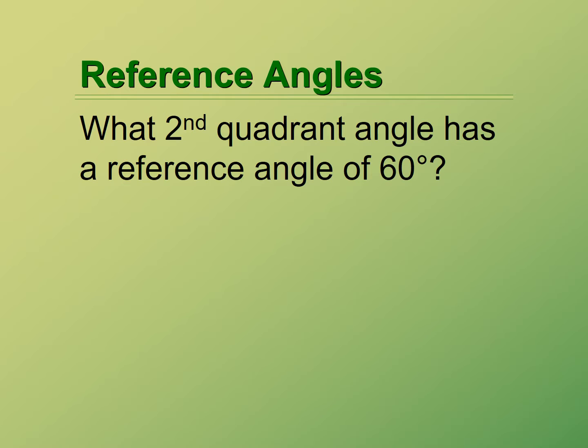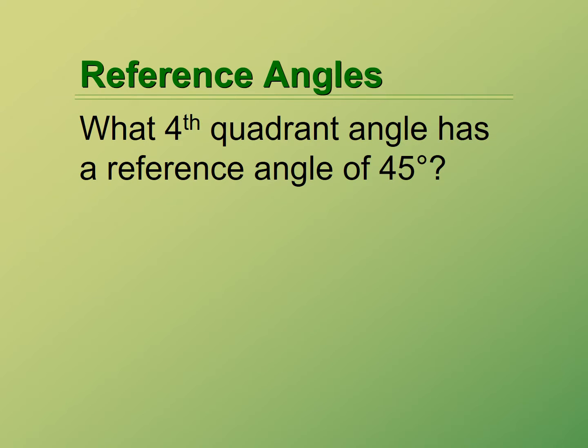Here's a reverse question. What second quadrant angle has a reference angle of 60? So remember, in the second quadrant, you did 180 minus the angle. So 180 minus what gives us 60, and that would be 120. Let's do another. What fourth quadrant angle has a reference angle of 45? Remember, in the fourth quadrant, you would do 360 minus the angle to get 45. So 360 minus 315 is 45.